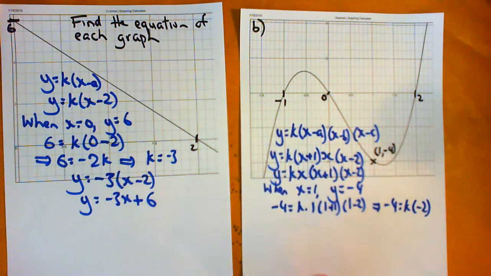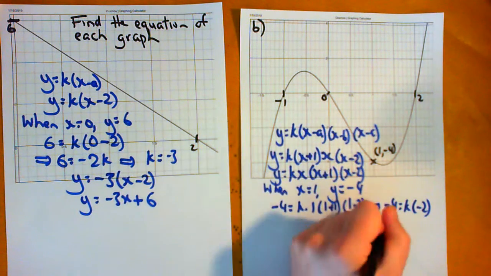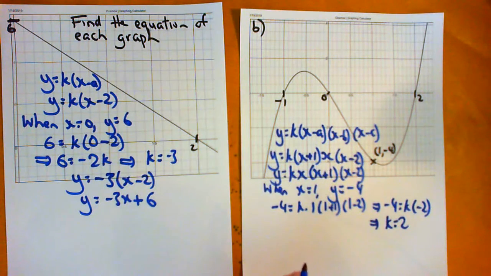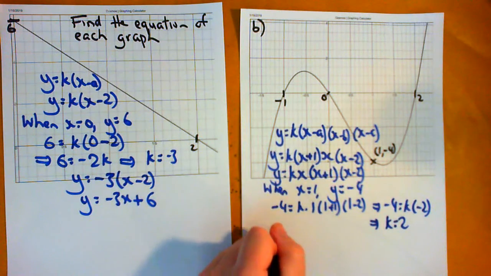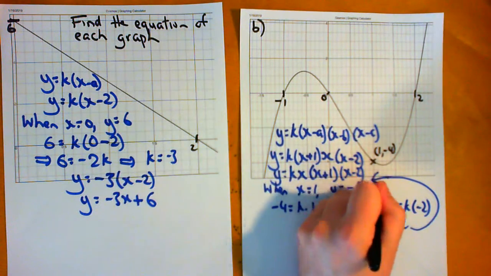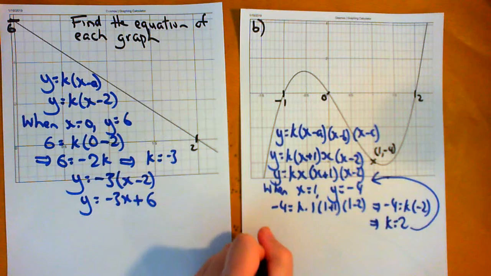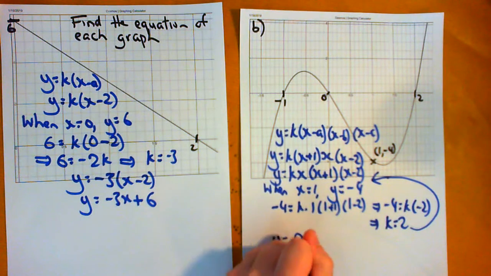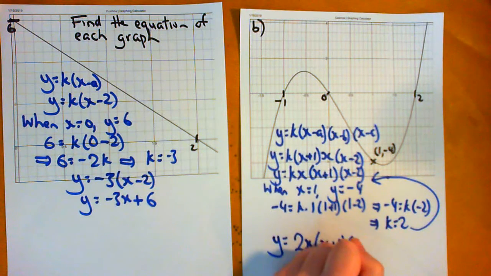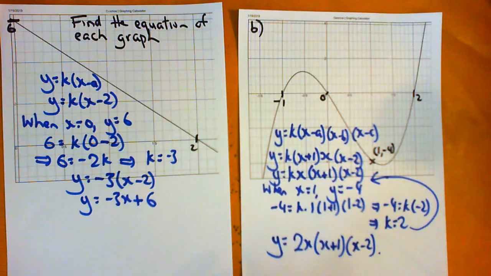And therefore if we divide that by negative 2, we get k equals 2, and your equation is, let's substitute k equals 2 back into that line. So we get y equals 2x times x plus 1 times x minus 2. Okay, so that's the equation of that cubic.